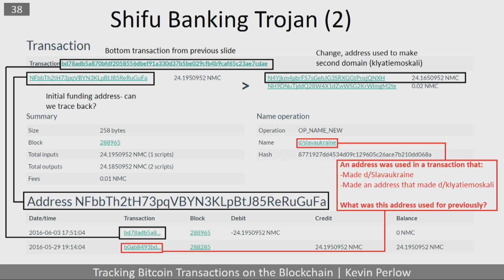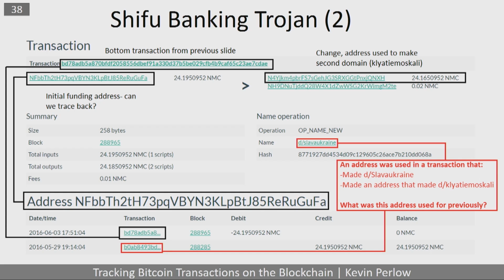So you can see the operation is op name new. That means a new domain being made. You can see a change address happening. So a certain amount of Namecoin currency was used to perform this operation, but then another amount went to change. Like 23 or 24 Namecoin change was later used to register the second domain that was listed in the Palo Alto report. So we already know those two were associated just with a couple of clicks.